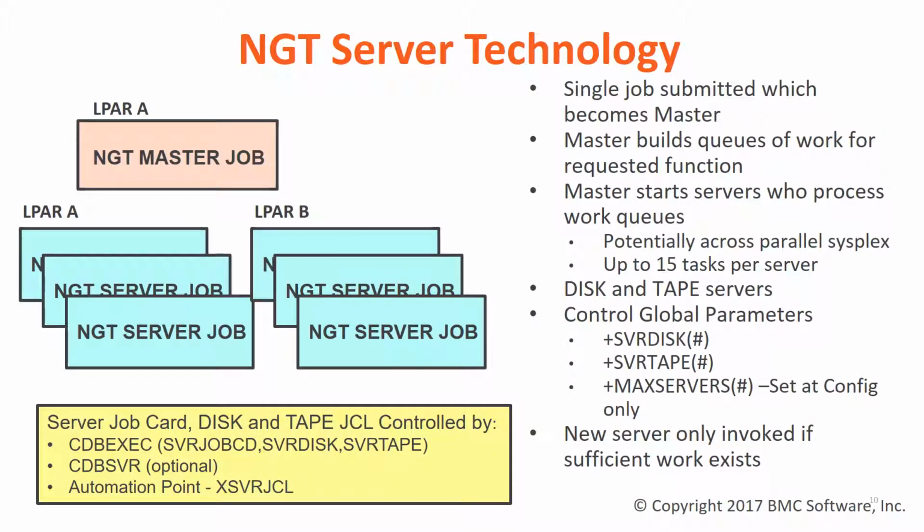The master job typically drives only a few server jobs. This slide shows those server jobs do not need to be on the LPAR the master is running on, but can go to other LPARs where data sharing members might be located. The number of server jobs are controlled by the global parameters, so you can use the default settings or change on a job-to-job basis.